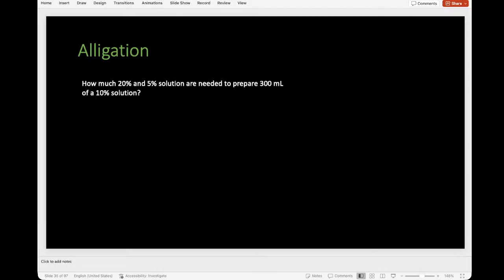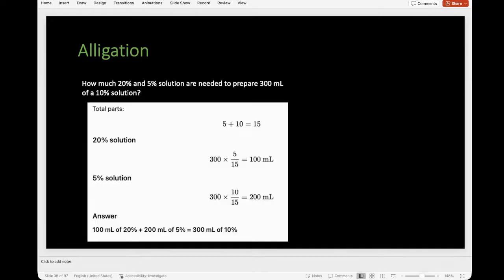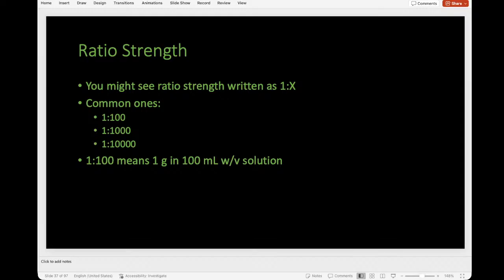So let's take a look here. Here's a practice question on that. And then you can see how it was performed here as well. Not exactly the same way as the one I showed you earlier, but it's similar. So be sure you understand that concept there on alligation.